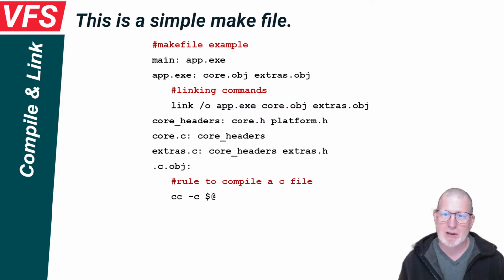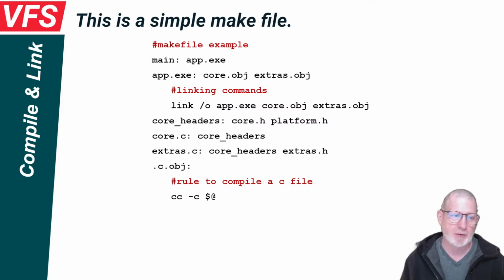And at the very bottom, you see this general purpose rule. It says to build a .obj file from a .c file, run the C compiler with this option set and the parameter of the original .c file. So that generates the obj files, which will generate app.exe, which will generate main, which is what this makefile is trying to create. Now, as you can imagine, a complex makefile with hundreds of files and subfiles gets really complicated.